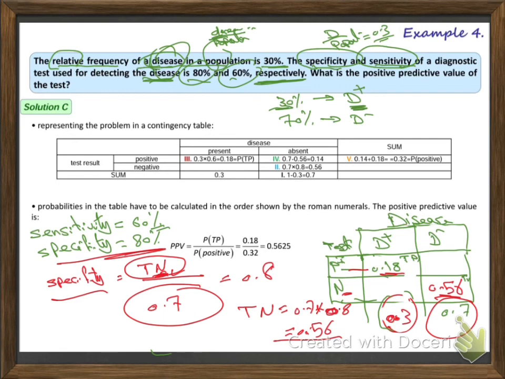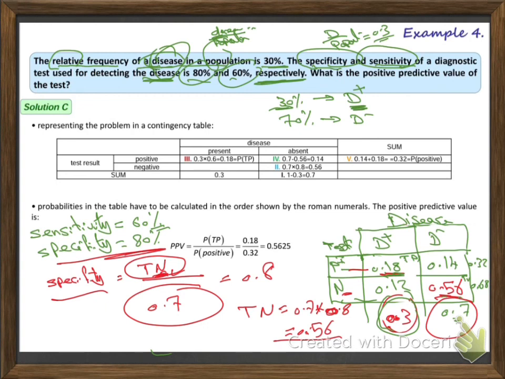So here 0.18 plus what equals 0.3, so equals 0.12. Here 0.7: 0.56 plus what equals 0.7, so 0.14. So I can get the total positive, which will be 0.18 plus 0.14 equals 0.32. Here will be equal to 0.12 plus 0.56 equals 0.68. So by having this data, I can get any value he wants.